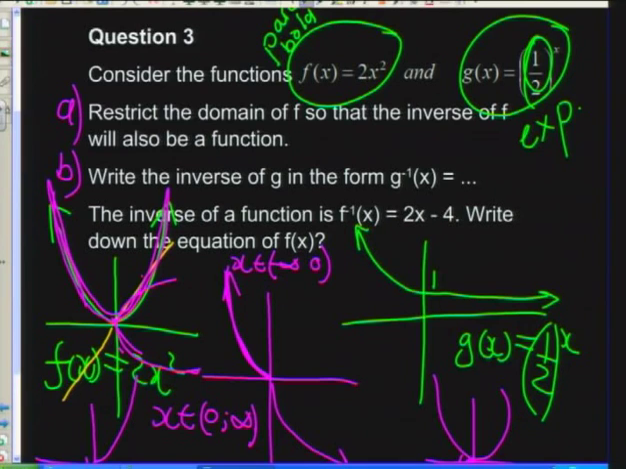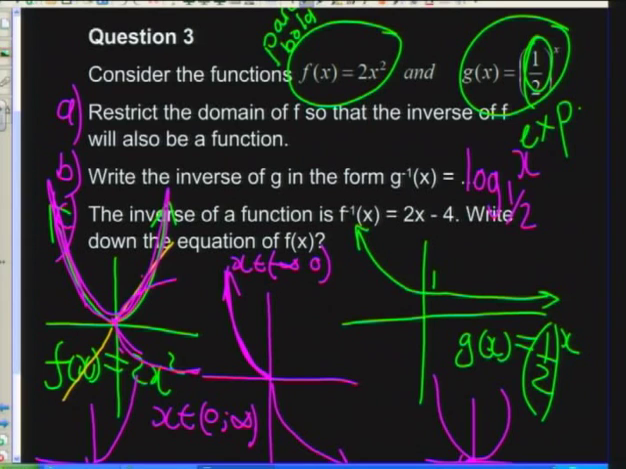B says, write the inverse of g in the form g to the minus 1 of x equals. Now, this is what I taught you guys earlier tonight. Its inverse will be log to the base of half of x. So remember, if the original is y is equal to a to the power x, its inverse will be log to the base a of x. So there I've answered that question.